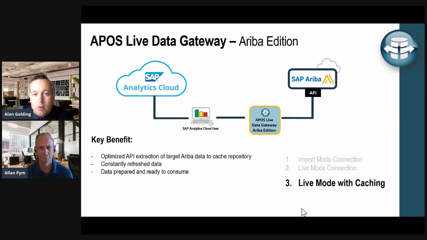If you could speak to describing exactly what that is and some of its benefits. Yeah, so essentially what we have here is an extraction engine that extracts data from SAP Ariba and stores it in a repository to which the APOS Live Data Gateway provides a live connection. Now, this helps performance. It makes it very easy for end users to use, build their models, and build the stories in SAC. All right, very good.